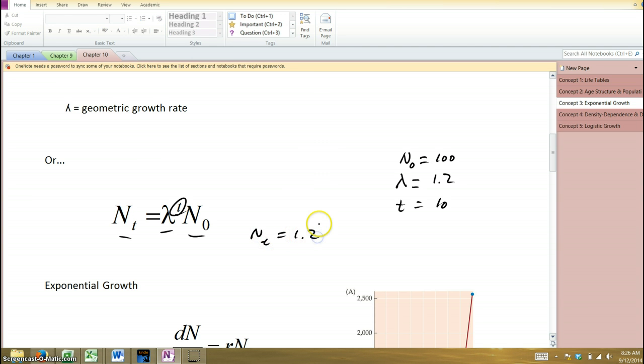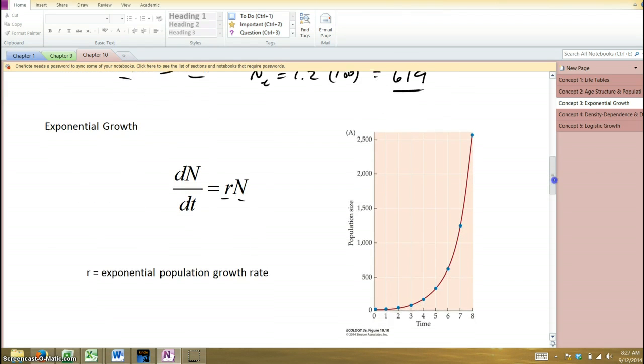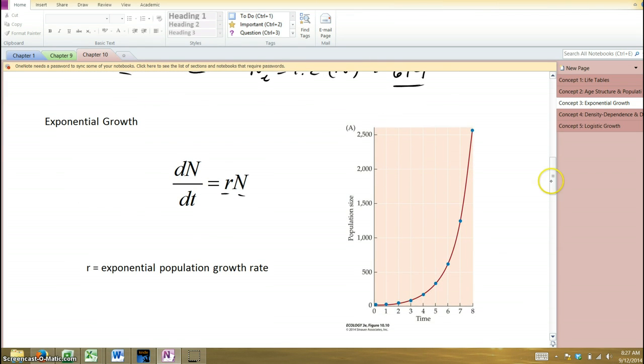Well, let's see, 1.2 to the 10th times 100. When you get that, you should get approximately, if we round it, 619 individuals. So in that 10-year increment, we'll go from 100 to 619 with a lambda of 1.2. So again, lambda represents the geometric growth rate. It's another way to look at this kind of growth, and we can characterize it as exponential growth.